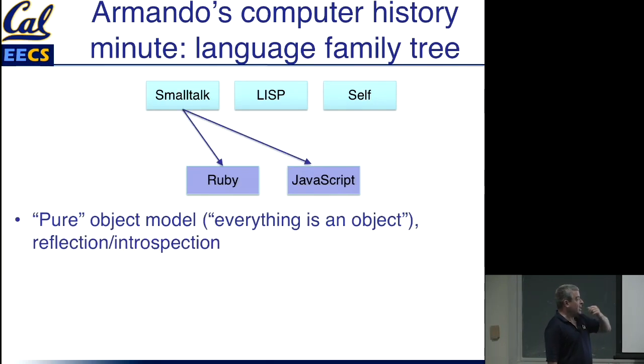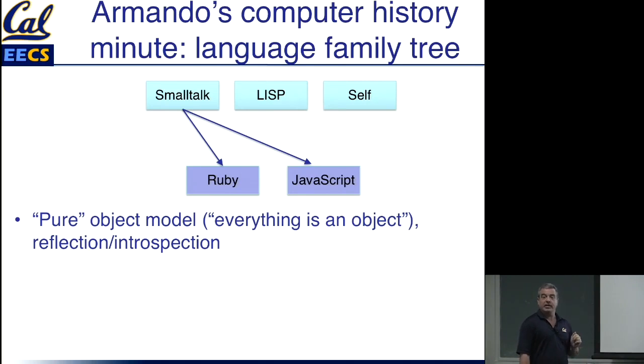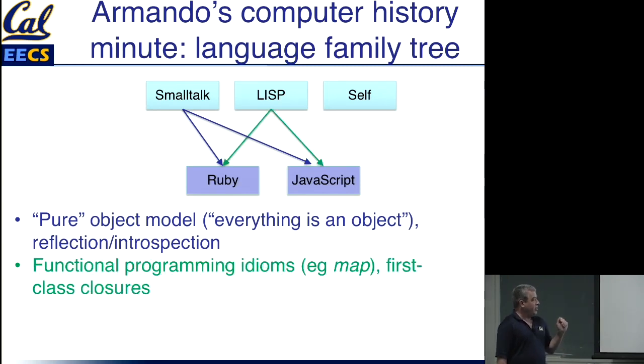The pure object model that we saw in Ruby, where everything is an object and everything is done by sending messages to objects, that really comes directly from Smalltalk, which was a language that was developed in the early 1970s as a sort of experiment in pure object-orientedness. We've already seen that Ruby has some idioms that come from the functional languages world, like map and collection operations and things like that. As we're going to see, JavaScript actually has a lot of the same thing. And those are great ideas that come from Lisp.